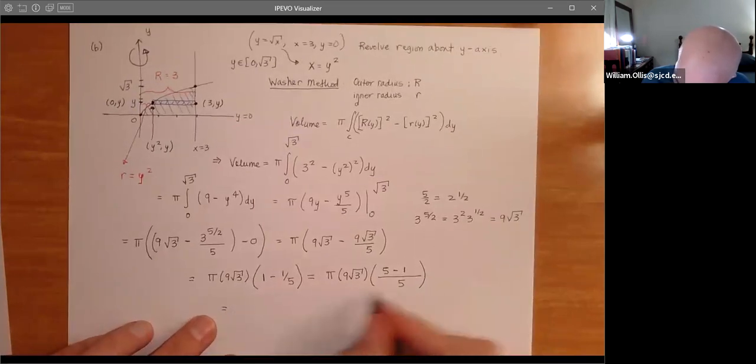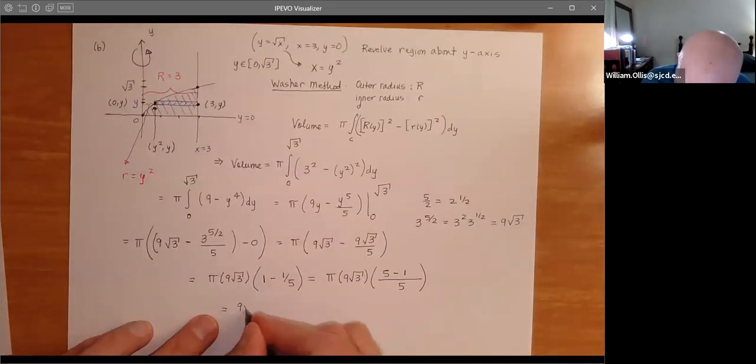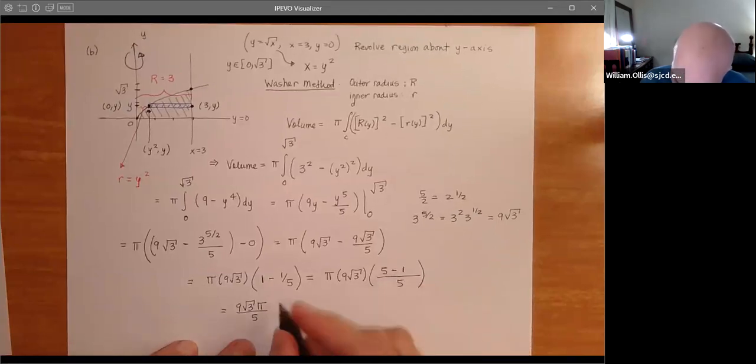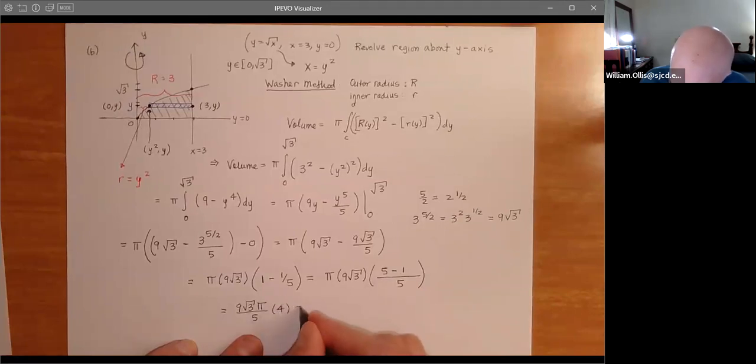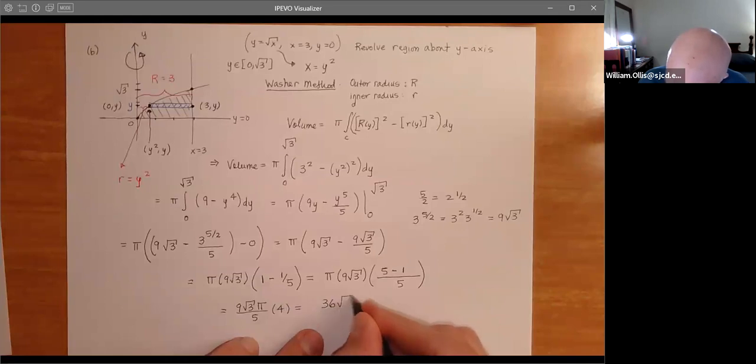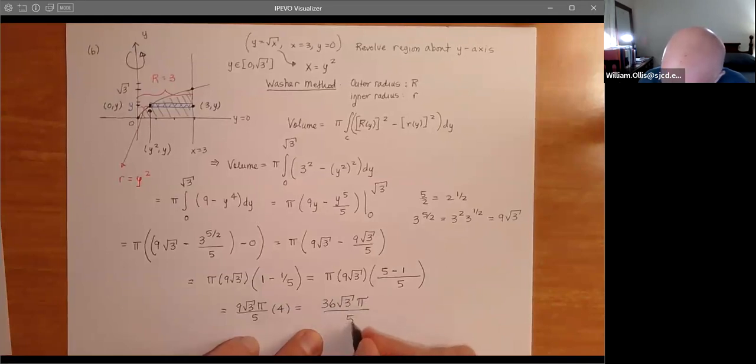So now bring the 1/5 out. So we have 9 root 3 pi over 5. And of course, now we have a 5 minus a 1, which is a 4. So we can run that over to the 9. So that'll be 36 square root 3 pi divided by 5.